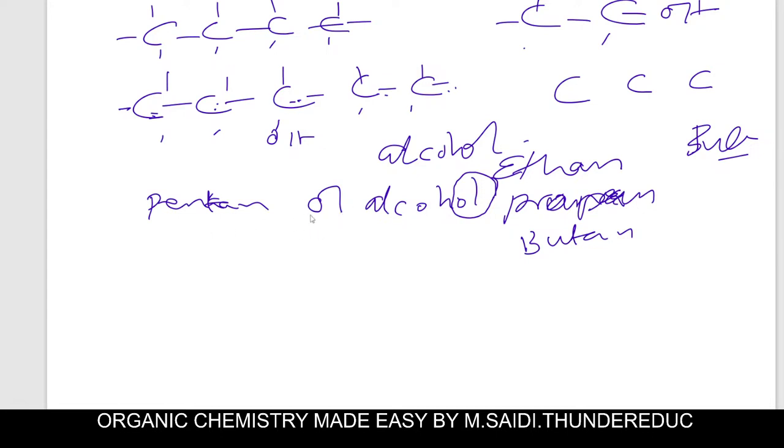Pentanol. But I need to know the position of the functional group. 1, 2, 3. It is on carbon atom number 3. When I come from this side, 1, 2, 3. It is on carbon atom number 3. Therefore, it becomes 3 there. So it becomes pentan-3-ol.